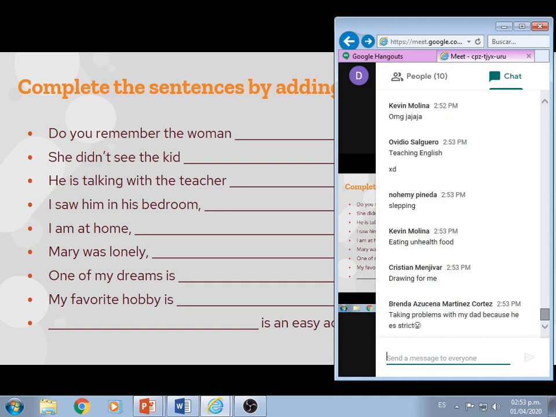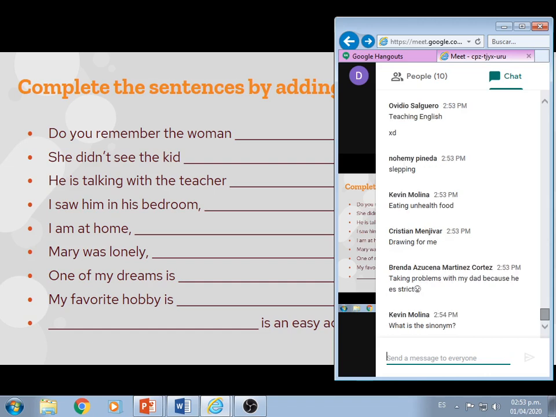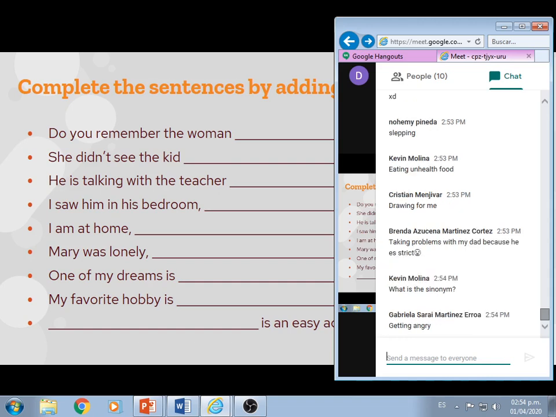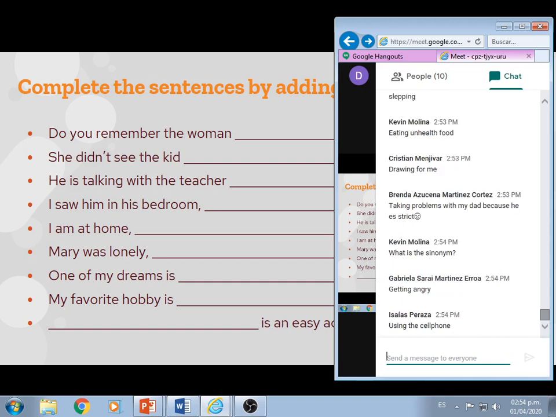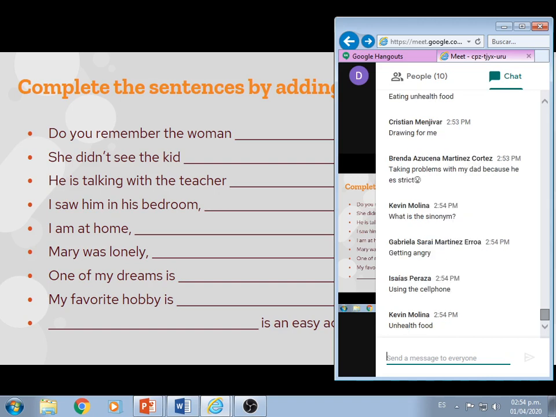Talking or taking problem with my dad because he's strict. But do you think that's an easy, or maybe you could say having problems? Having problem with my dad because he's strict. Okay, getting angry is this activity, Gabby? Okay, Kevin, what is the synonym of what, Kevin? So maybe I got lost about it. Using a cell phone. Okay, so yeah, but depending, because if you give me an iPhone, that's not going to be for me an easy activity.